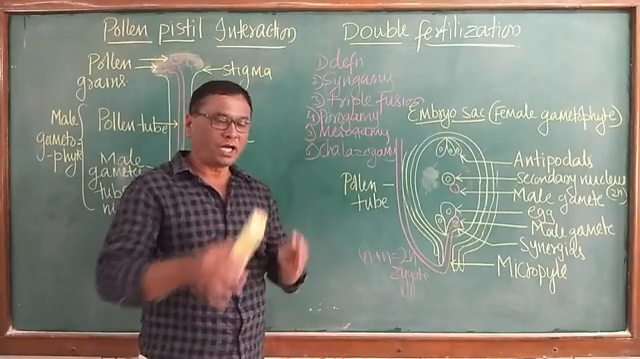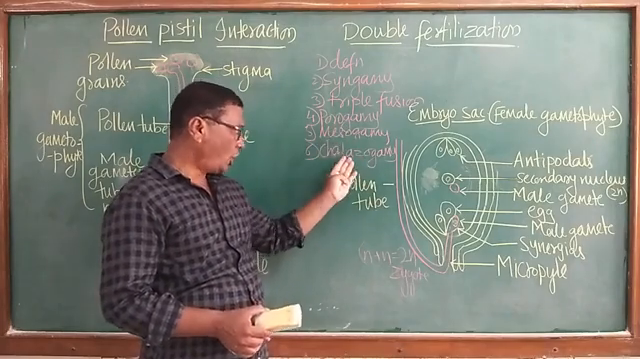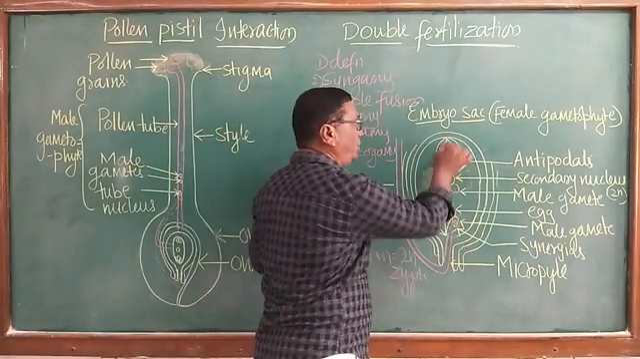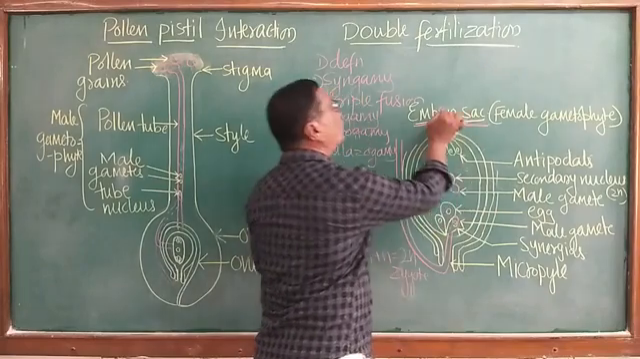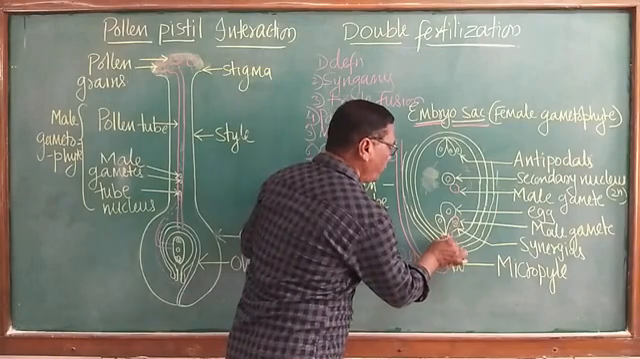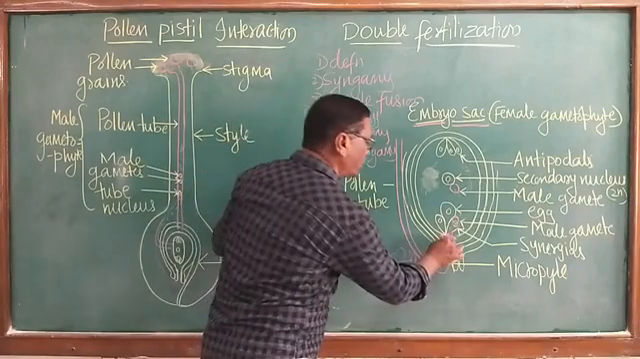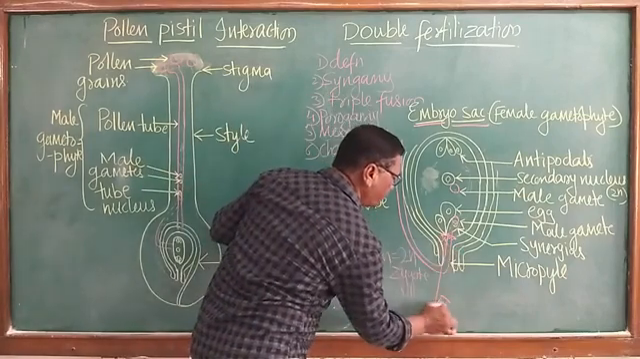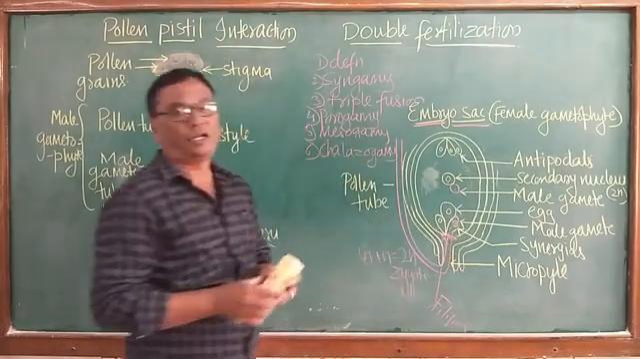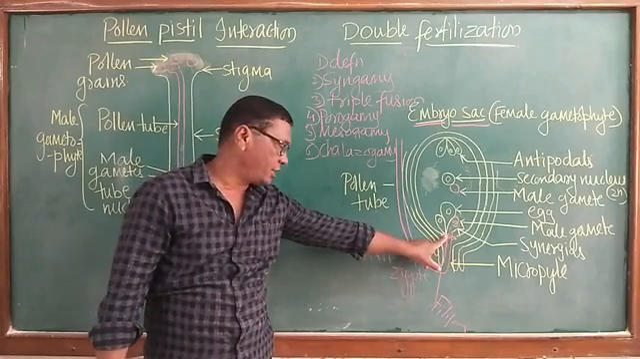Now, whatever the pathway, whether porogamy, mesogamy, or chalazogamy, the entry of the pollen tube into the embryo sac is through the filiform apparatus. It is through the filiform apparatus, which is present at the tip, the apex of the egg apparatus here.